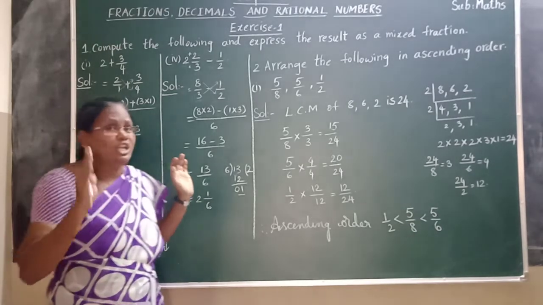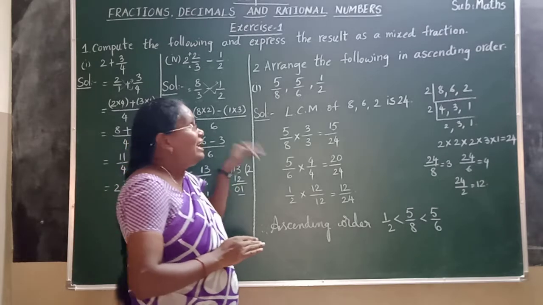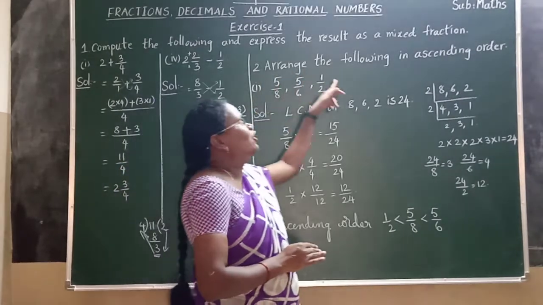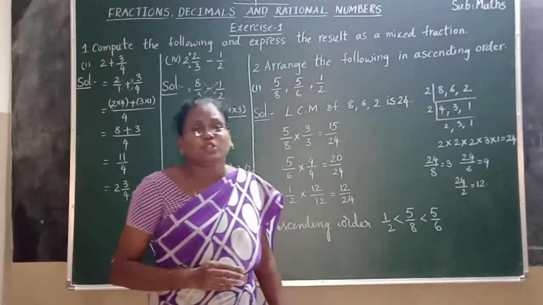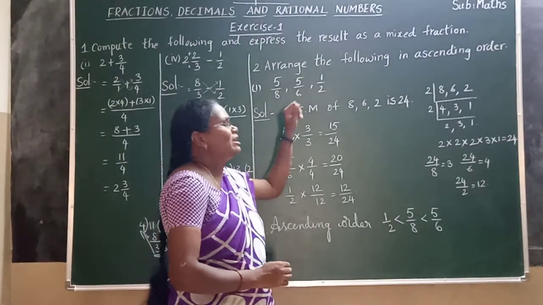Again 4 sums are there. You will do them at home. Practice perfectly. Note down these sums. And the second sum is: arrange the following in ascending order. 5 by 8, 5 by 6, 1 by 2.